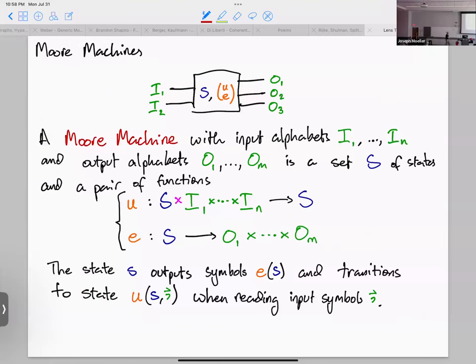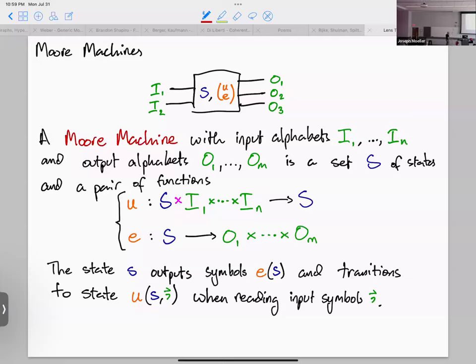So my main example here will be a Moore machine. And a Moore machine is a generalization of a deterministic finite automaton. Well, they're not necessarily finite. They are deterministic, and they are automatons, which is to say that they are dynamical systems, is another way to say it.